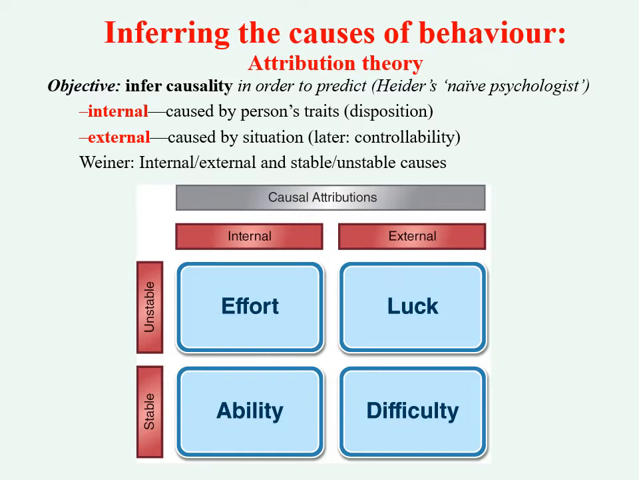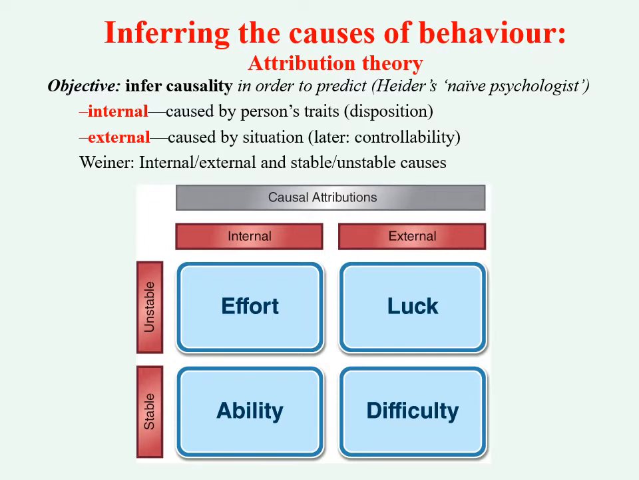And what Heider meant by naive scientists is that we observe the events around us and we test hypotheses about why they occur. And based on the hypothesis and based on the feedback, we make some conclusion about the causal location of the observed behavior.